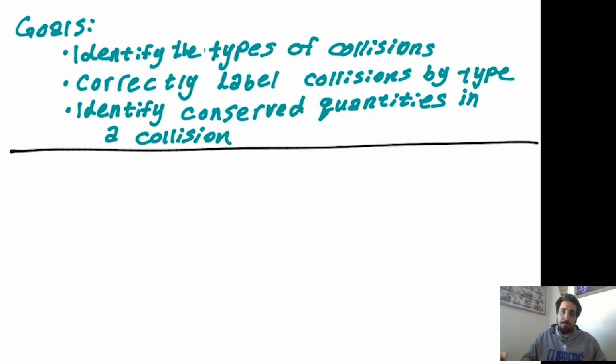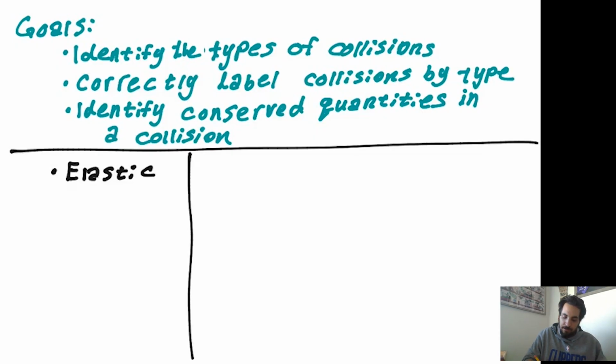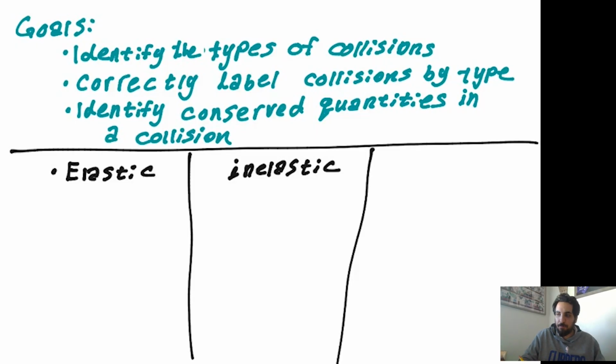We're going to start off by listing the types of collisions that exist. The types of collisions that we're going to look at are elastic collisions, inelastic collisions, and the third type of collision we're going to look at is called explosions. And first, what do these look like? Can we get a visualization of this?